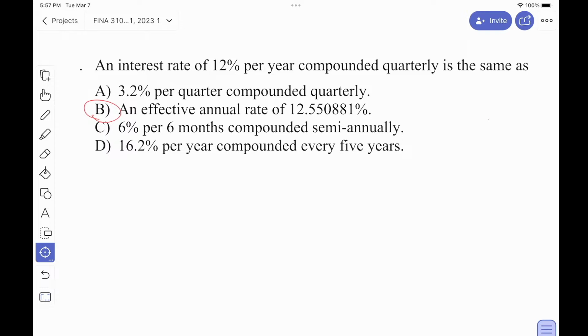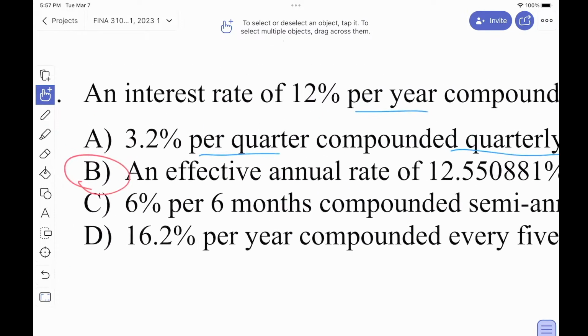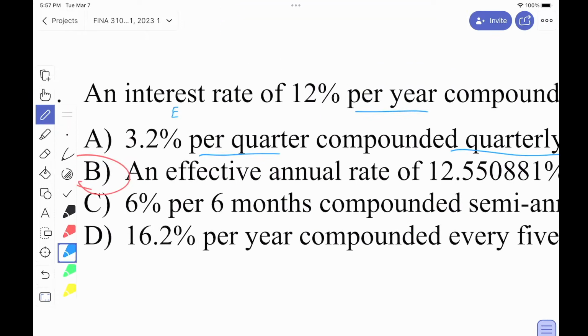Louise, you want me to do this? Okay. Let's see if I can do it efficiently. So you're given the rate per year compounded quarterly, which means you were given R1 quarter. So the first option says that the effective rate per quarter, in other words, EPR 1 quarter, is 3.2%. So let's verify that.